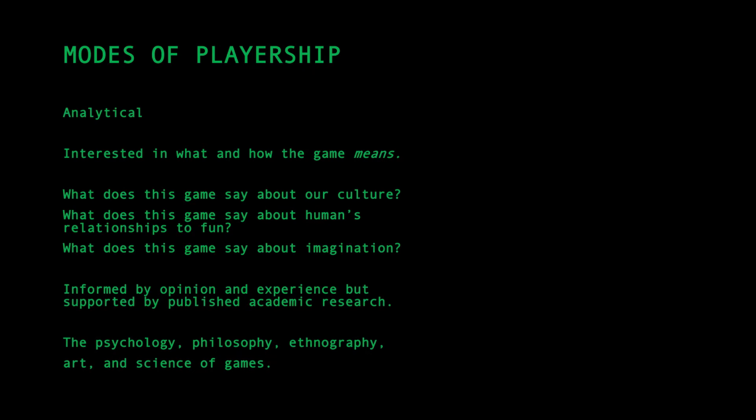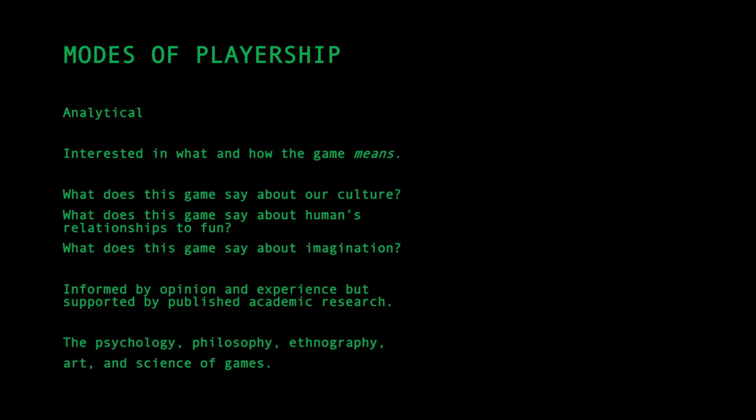It's informed by opinion and experience, but it's supported by published academic research. And that's super important, is that you have to include published academic resources to have a sound analytical mode of playership. Most importantly, this is sort of like where the rest of our semester is going to be going. We're going to be analyzing video games. And so we want to talk about the psychology of games, the philosophy of games, the ethnography of games, the art and the science of games.